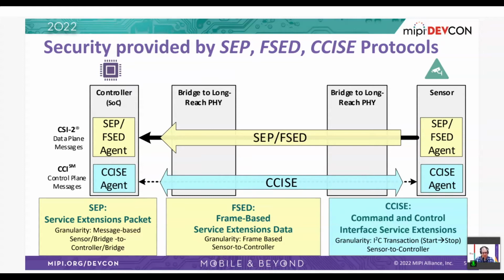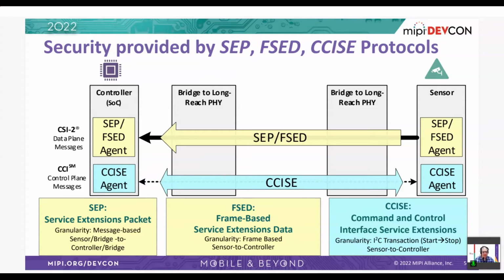So does the CCISE protocol, but the CCISE protocol is not protecting the image, the data plane messages, it's protecting the control messages. Those messages sent over I2C or I3C for controlling the camera. So I won't go into more details about CCISE. I'll focus on SEP and FSED.